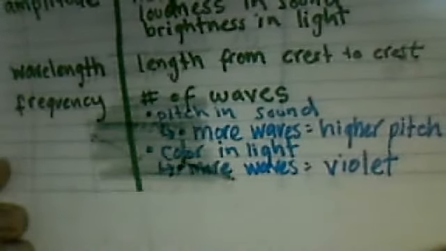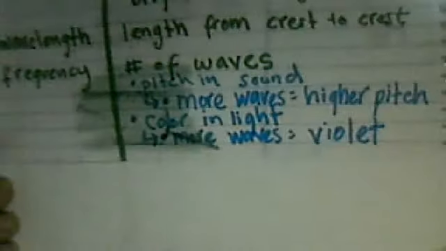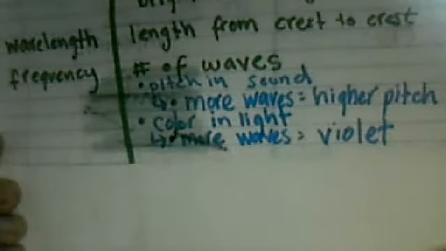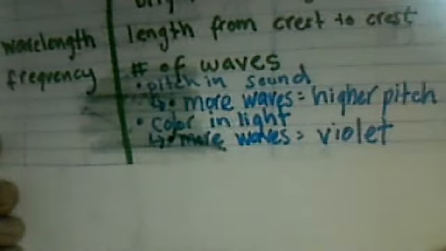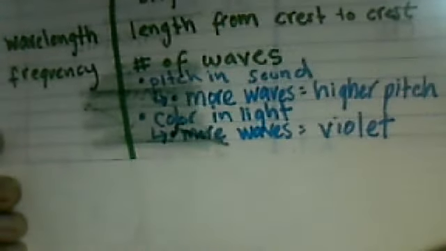And then we have our frequency, which is how many waves. Frequency is the number of waves. So in sound, this is how high the pitch is. So more waves is a higher pitch. And in light, the frequency shows the color. So more waves would be more towards the blue and violet part of the spectrum.